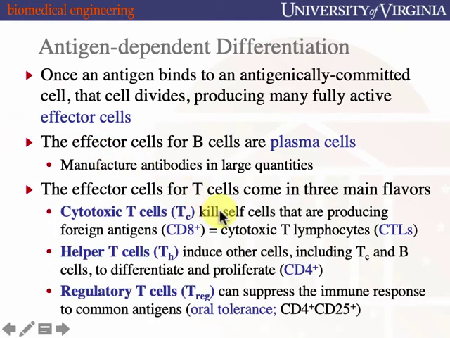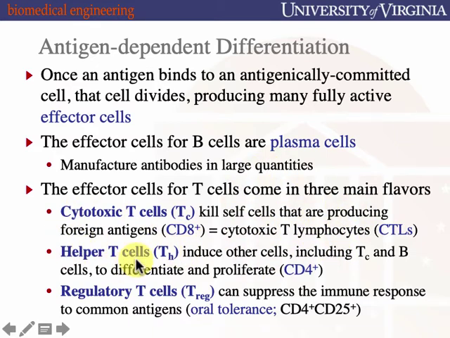The effector cells for T cells come in 3 main flavors. The first is the cytotoxic T cells, TCs, which kill self cells that are producing foreign antigens. That's the CD8, these are the CD8 positive cells. And their effector cell is technically the cytotoxic T lymphocytes, or CTLs. So before they've differentiated, before they become activated, they are TC cells, cytotoxic T cells. After they are activated, they become CTLs, or cytotoxic T lymphocytes.